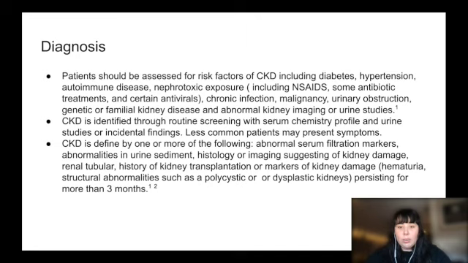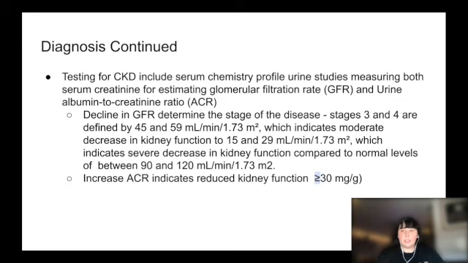CKD is defined through routine screening with serum chemistry profiles and urine studies or incidental findings. It is less common that patients may present symptoms. CKD is defined by one or more of the following: abnormal serum filtration markers, abnormalities in urine sediment, histology or imaging suggesting kidney damage, renal tubular acidosis, which is a medical condition where the kidneys are unable to remove acid from the blood into the urine, history of kidney transplantation, or markers of kidney damage persisting for more than 3 months.